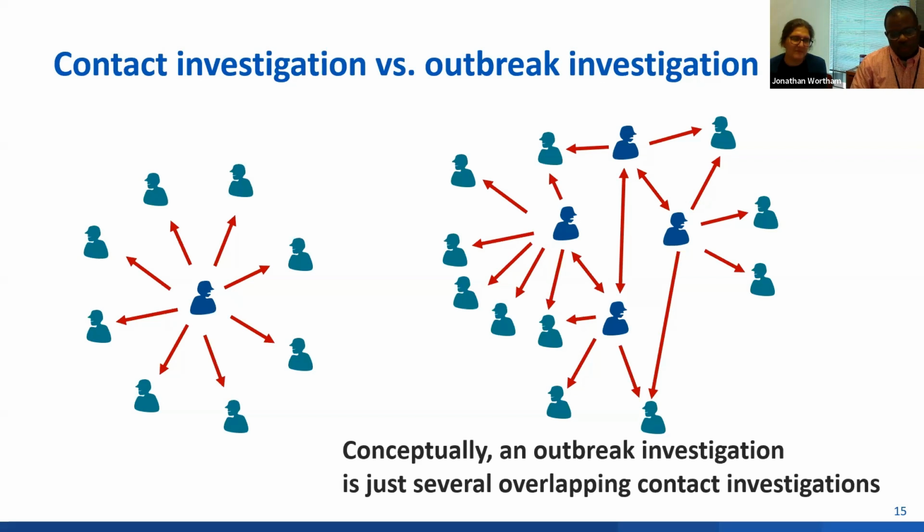But when you have an outbreak, you have more cases, and you have contacts around each of those patients. Some of those contacts are contacts to multiple cases, and so it all gets to be lots of arrows and very complicated. But conceptually, an outbreak investigation is just several overlapping contact investigations. The arrows can quickly become overwhelming and very challenging.